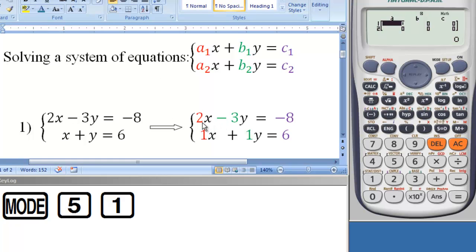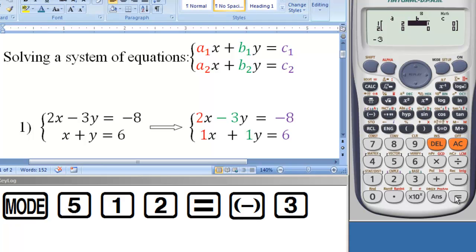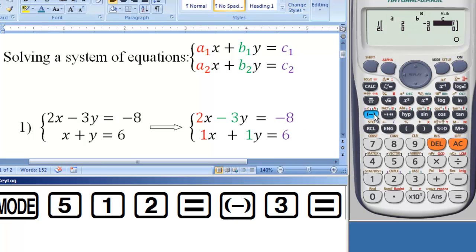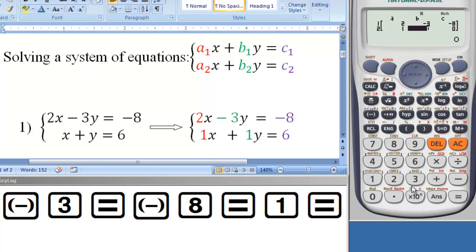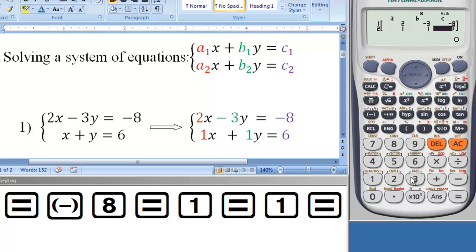In our first equation, the number in front of x is 2, so we enter in a 2 equals, hitting the equal sign puts it in position, negative 3, and then negative 8. Now we drop down to our second equation, and we know that if a variable does not have a number written in front of it, it is understood to be 1. So 1, 1, and 6.